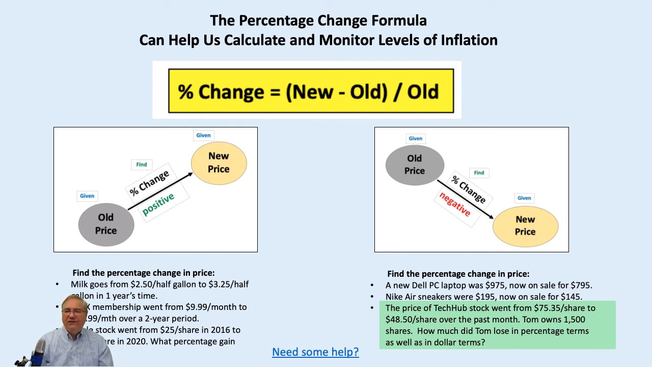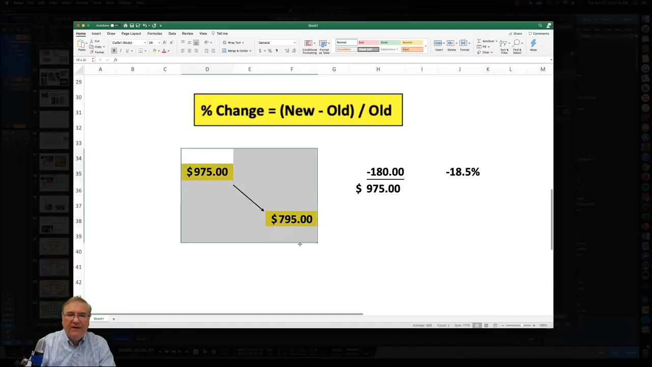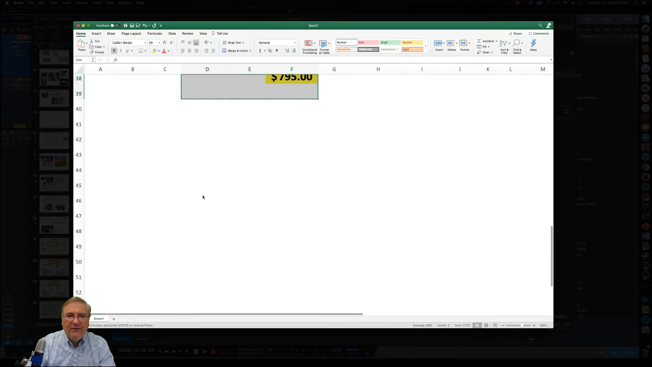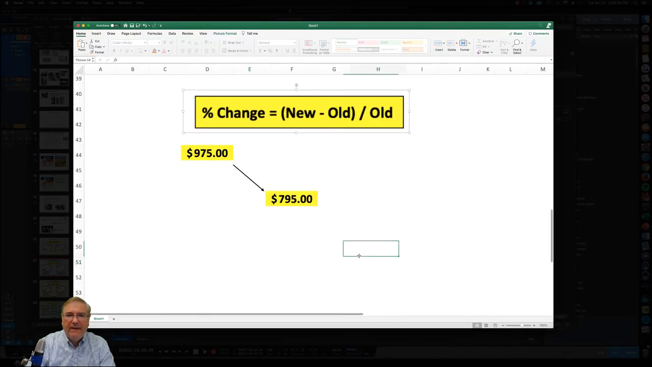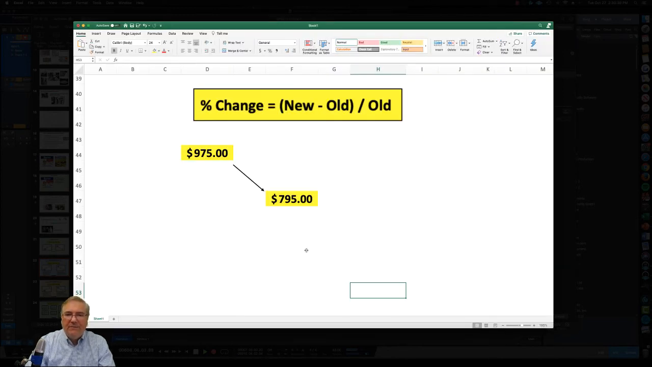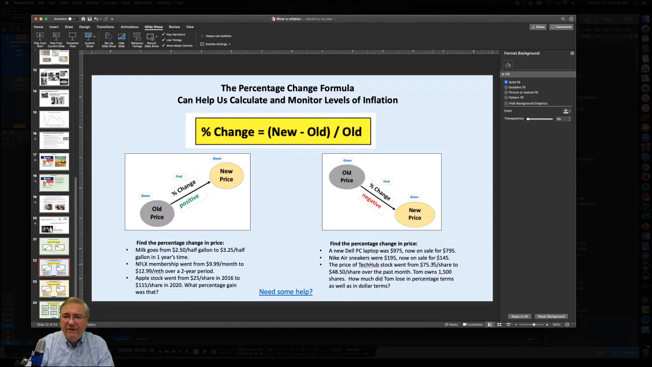Okay, so let's just plug these values again into the formula, and we have to keep in mind also that he owns 1,500 shares of the stock. So I'm simply going to copy these cells down lower here so we get a clean slate. And I'm also going to copy the formula from up above to guide us through this problem. The price of the stock went from $75.35 to $48.50.